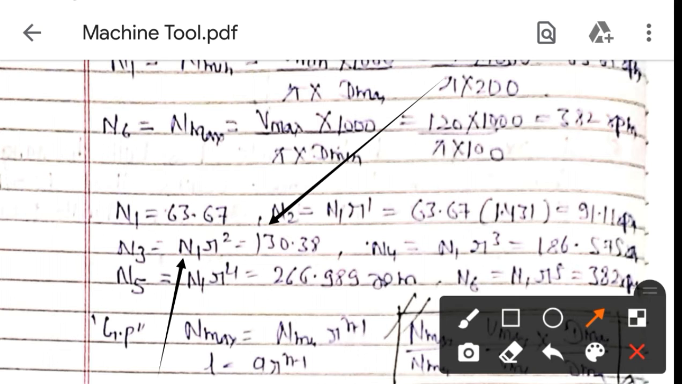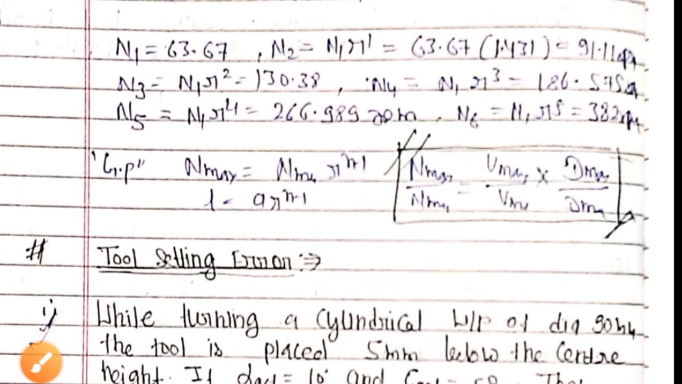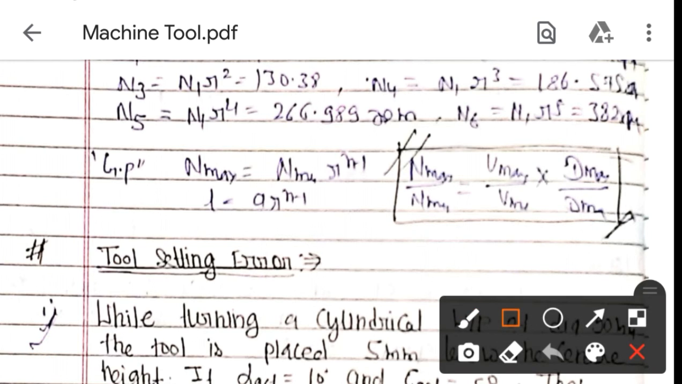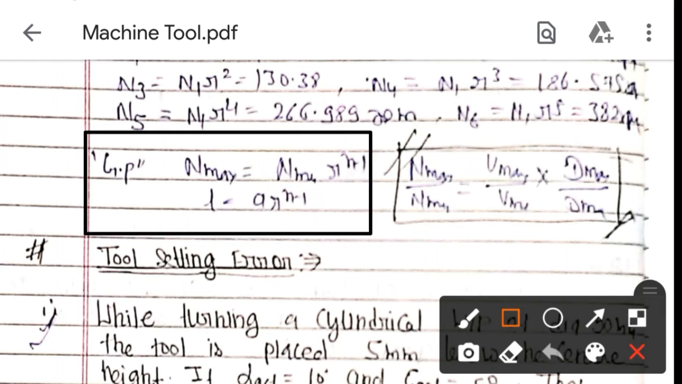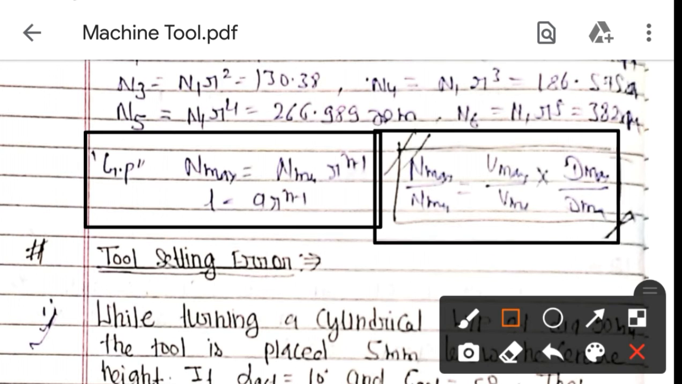In this way you will get all the spindle speeds, 1, 2, 3, 4, 5, 6. Generally use this formula here to find all the speeds: n max is equal to n minimum into r to the power n minus 1, and this other formula. With the help of these two formulas, we will get the answer to these questions. This is how they will ask you questions in exams. With this, the spindle speed selection topic is over.